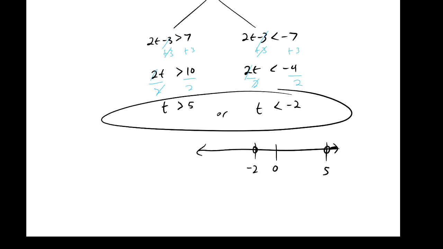Now it is shaded to the outside because it's an or, a disjunction, but also because greater than 5 is going to be to the right of 5. With the inequality pointing to the right, we can shade to the right. Same thing with the variable on the left, inequality pointing to the left, meaning we can shade to the left. That's how we would do less than -2 anyway, and there is our graph.